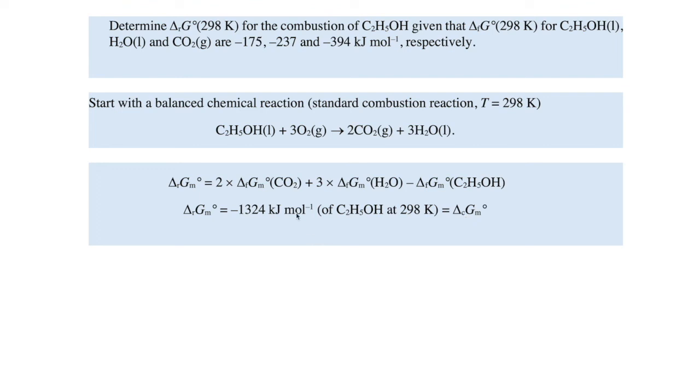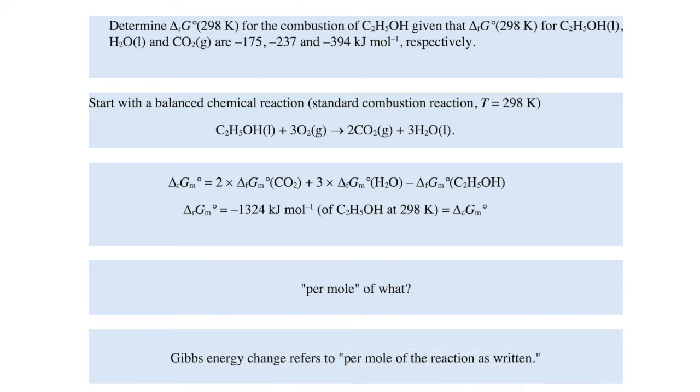The next question is, what does this per mole refer to? The answer is, you started with a balanced chemical reaction, and this per mole is per mole of the reaction as written. In this case, 1,324 kilojoules are evolved for every mole of ethanol that is reacted, whereas it's per 3 moles of O2 that's consumed, or per 2 moles of CO2 that is formed. So the Gibbs energy change calculated here refers to per mole of the reaction as written.